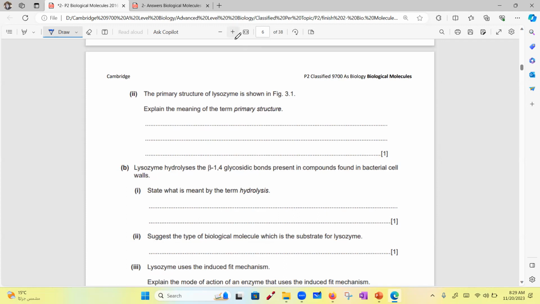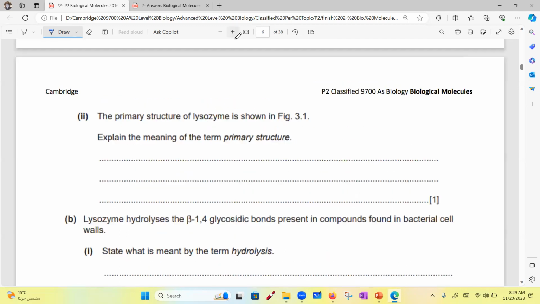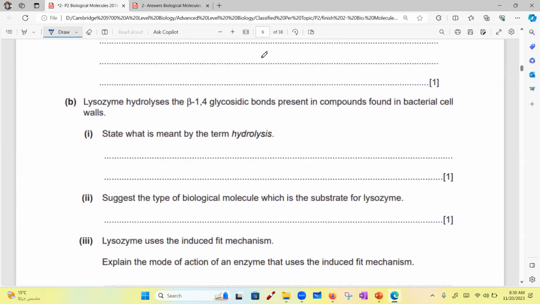Explain the meaning of the primary structure. 1 mark. That's it. The sequence, the order of amino acids. Okay. Who determines this order of amino acids? The DNA. Okay. What is meant by hydrolysis? Yes, to break a what? A hydrogen bond, a covalent bond. The term hydrolysis, addition of water, to add water, okay, to break a covalent bond.